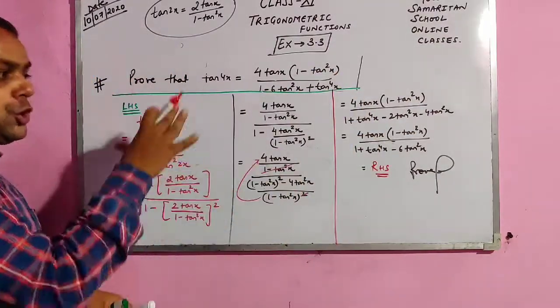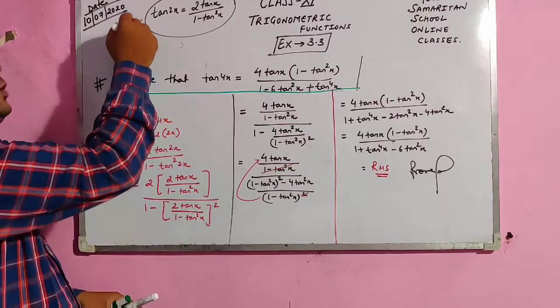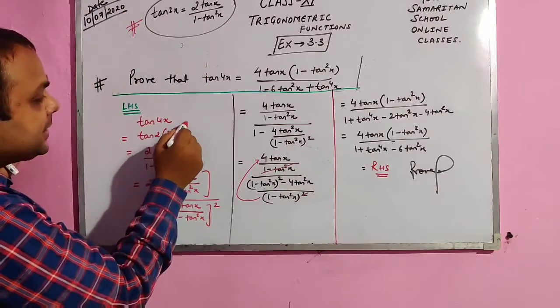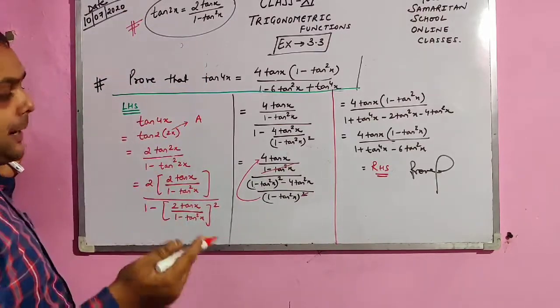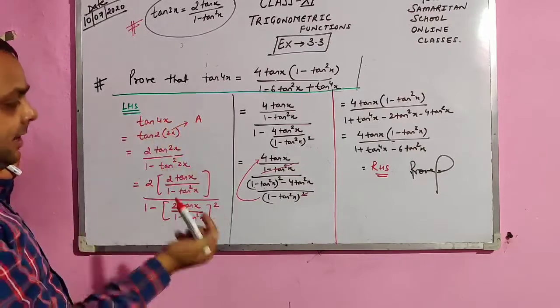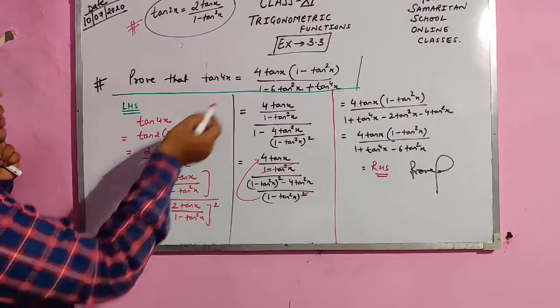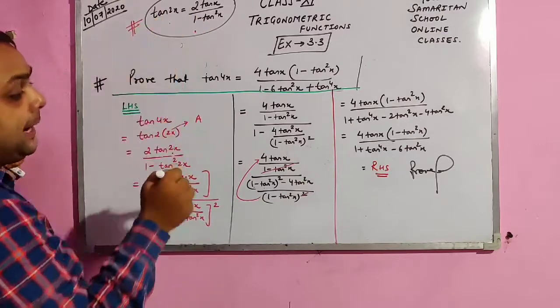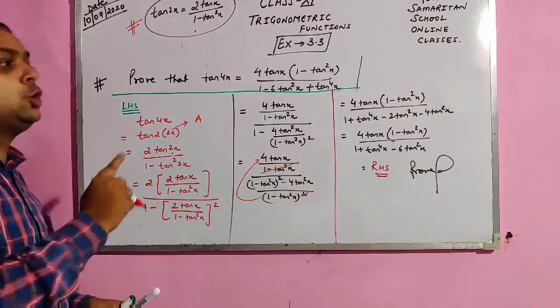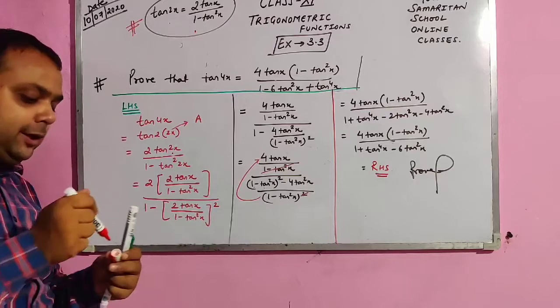So in this whole question, this concept of tan 2x is applied. I have substituted this as a. First I have applied the formula for tan 2a. Then again I got the same formula, so I have applied it again. This formula is applied 2 times in this question. So please go through this question very carefully.